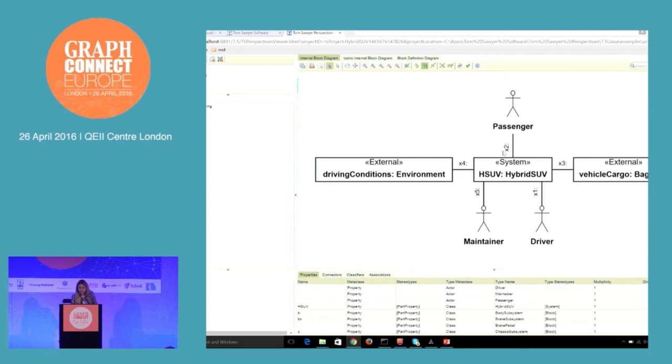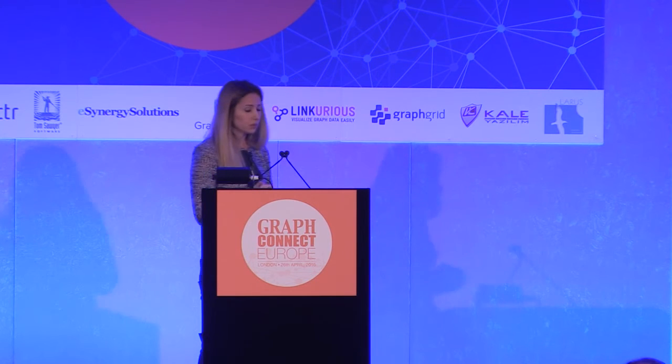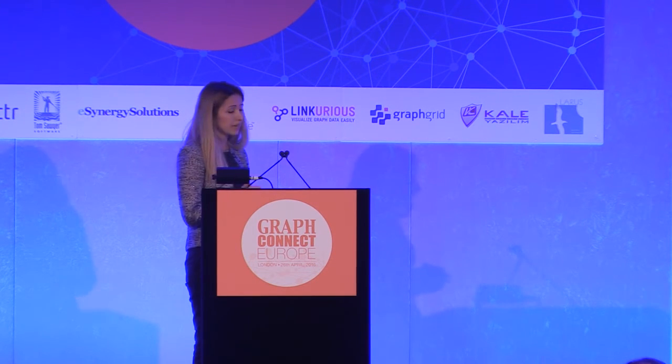And here we have a drawing view. At the bottom, we have some table views and so on. So this is an internal block diagram. For those of you who may be familiar with SysML or UML, you may already know about internal block diagrams. Here we show the properties with nodes, and we show the connectors with links between them.